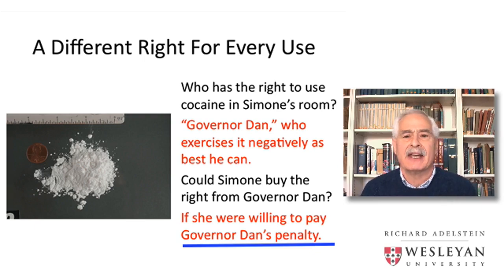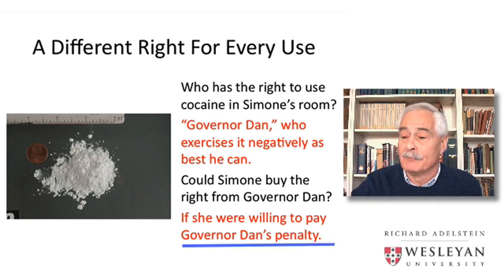She would have seized that entitlement from Governor Dan, that property right, and she would have used it to use the cocaine. But she then, most likely, would be arrested and made to pay a penalty set by Governor Dan. And so analogously to the way in which Simone could purchase the property right to nail posters in the wall by paying the appropriate fine to Mike, she can also appropriate the right to use cocaine in her room from Governor Dan simply by paying Governor Dan's price, which will be considerably higher than Mike's price for nailing a poster into the wall.